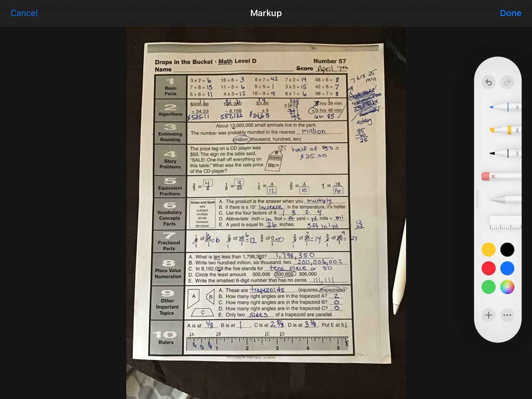And this is just one of our drops in the bucket that Mrs. Hunsucker usually uses for bell work, and I have used it as well, just maybe not every day. So it's just reviewing basic facts. So this first one, basic facts. So 3 times 2 is 6.